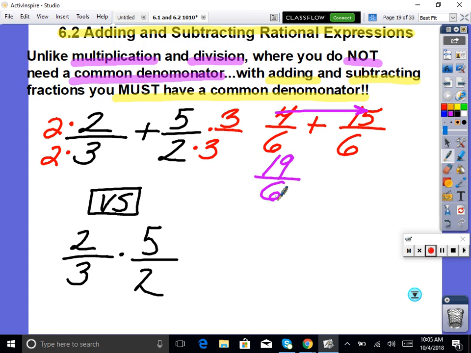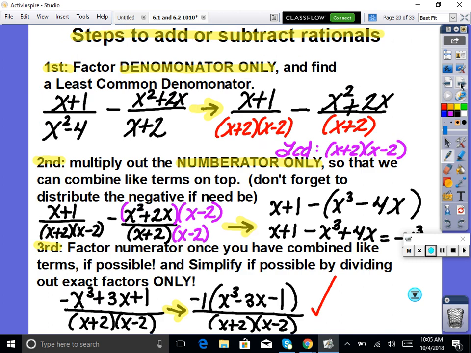So then that's different though. When we have multiplication, guess what people do? They get common denominators. That is not how this works. So you have to remember the differences. You do not need a common denominator. We would multiply straight across. We would get 10 over 6, which would simplify to be 5/3, right, everyone? Okay.